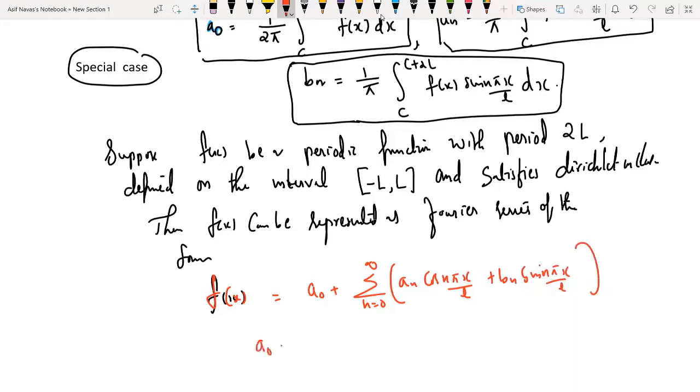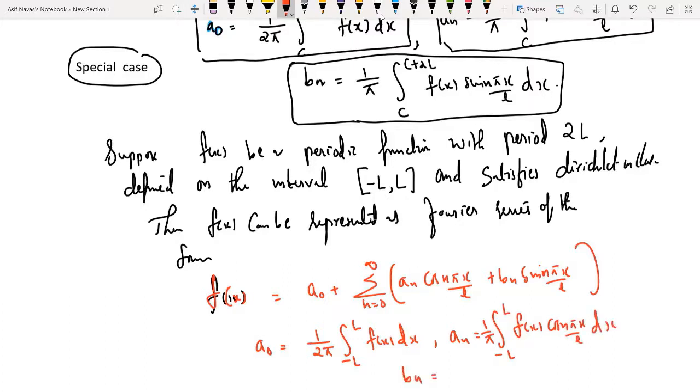where a naught is equal to 1 by 2L integral minus L to L f of x dx, and an is equal to 1 by L integral minus L to L f of x cos n pi x by L dx, and bn is equal to 1 by L integral minus L to L f of x sin n pi x by L dx.